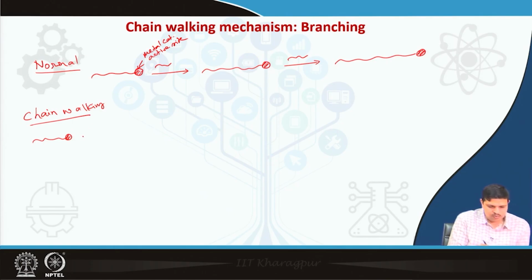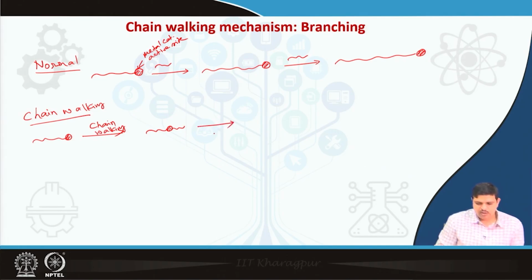Now, chain walking: what will happen? The active site is now here, like this. So basically the active site has moved. How it moves, I will show you. First you see the pathway of chain walking.